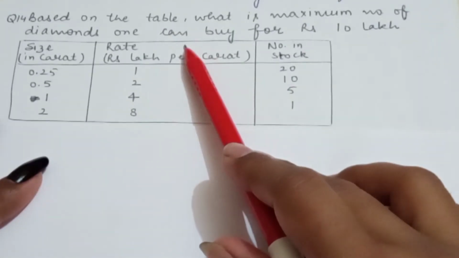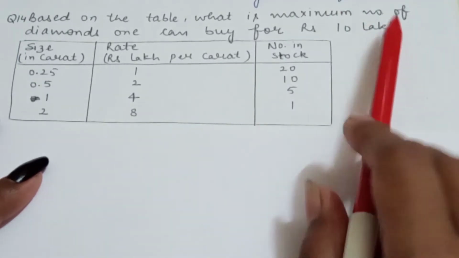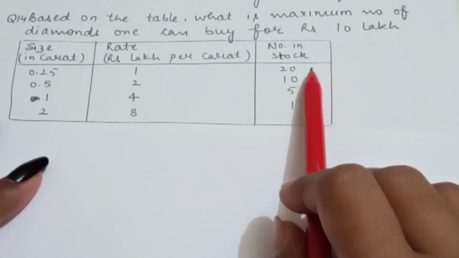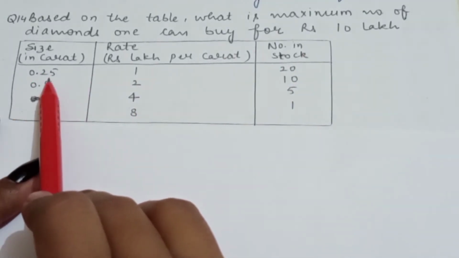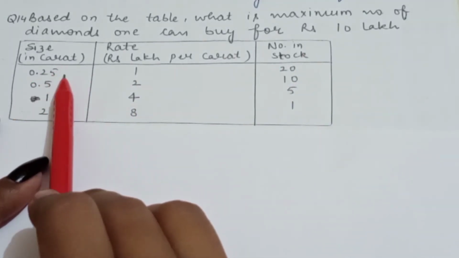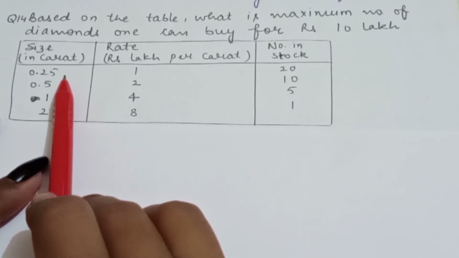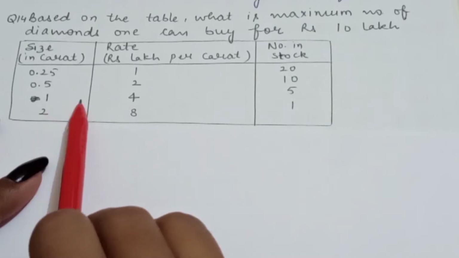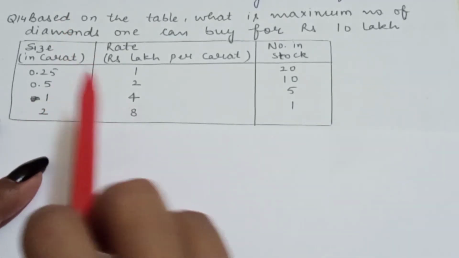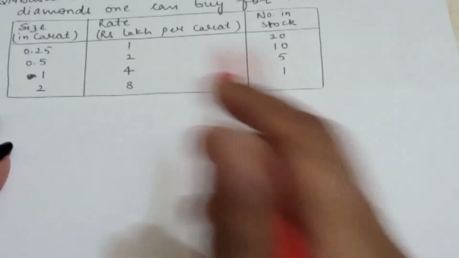In order to buy the maximum number of diamonds, we have to buy firstly the cheapest diamond, which is of size 0.25 carat, and if still the money is remaining, then we will go for 0.5 carat, after that 1 carat, and then 2 carat. Okay, let us see the solution.